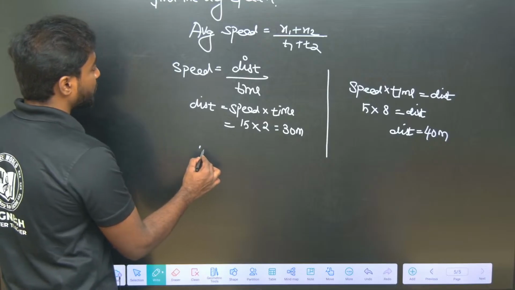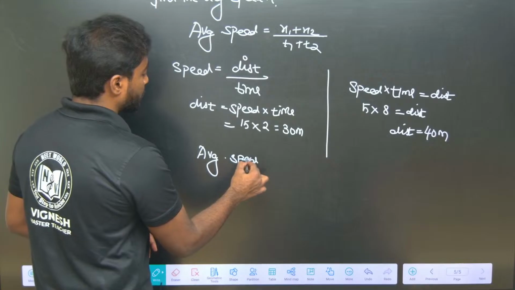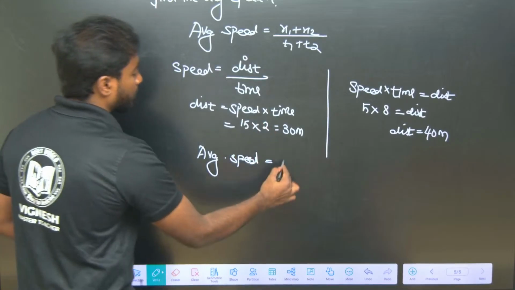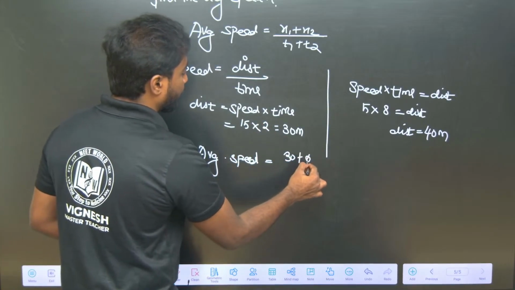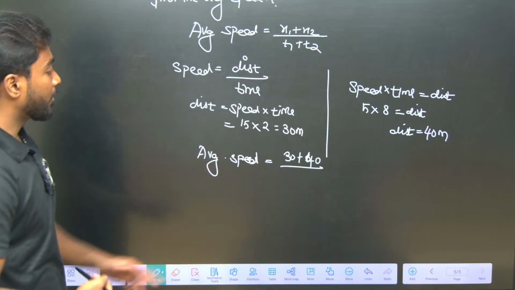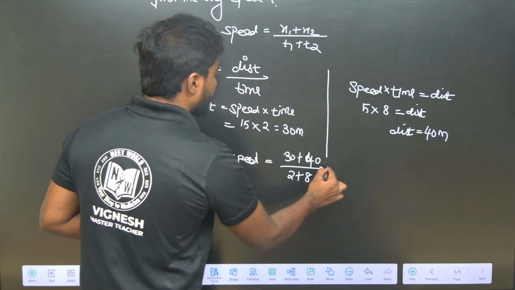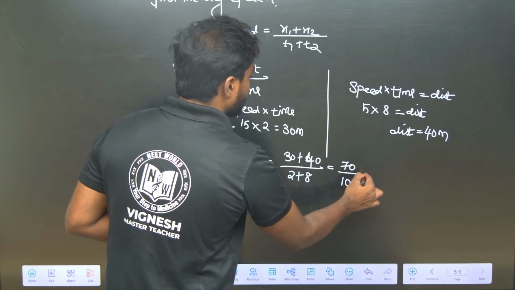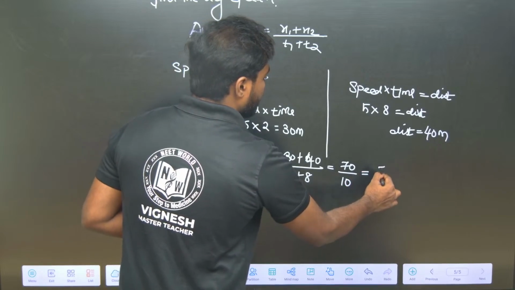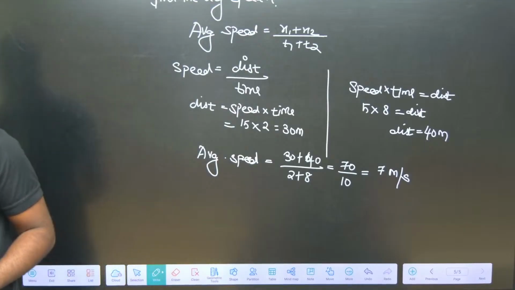So average speed is equal to 30 meter plus 40 meter divided by how much time? It is 2 seconds and this is 8 seconds, 2 plus 8. So 70 by 10, which is nothing but 7 meter per second. That's it. Easy?